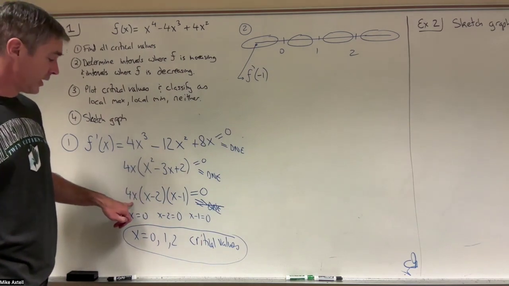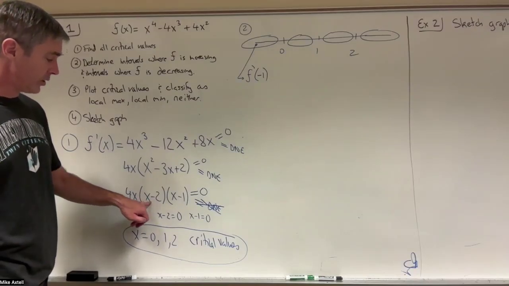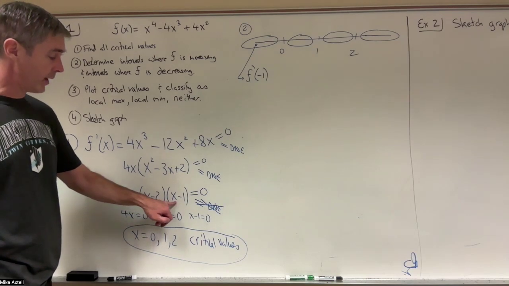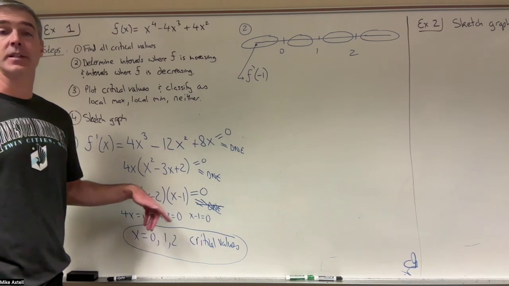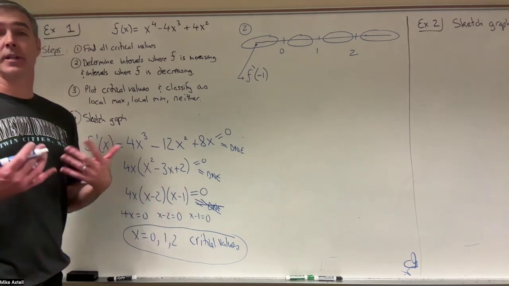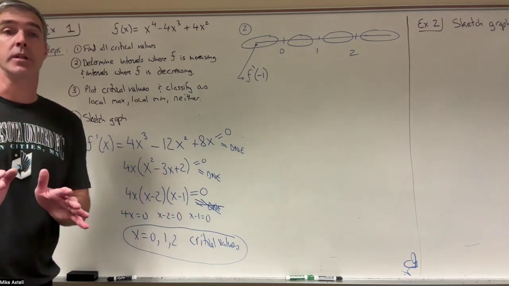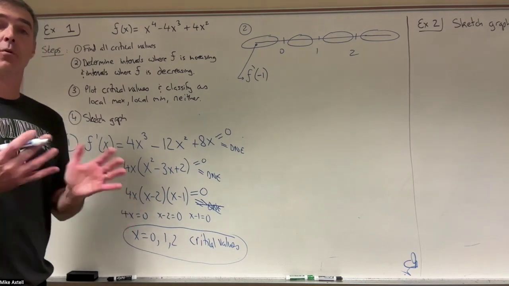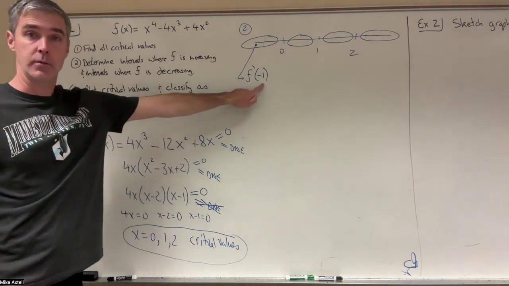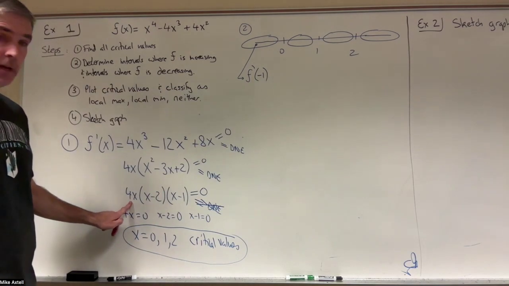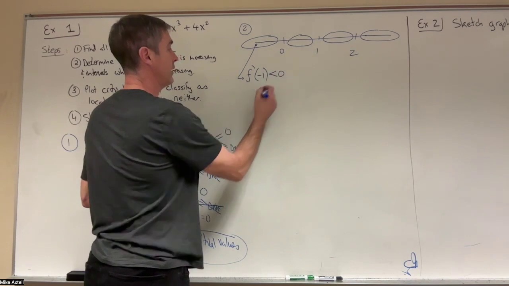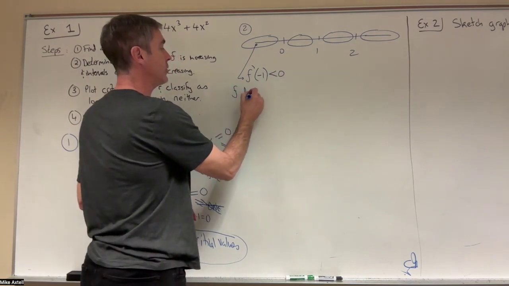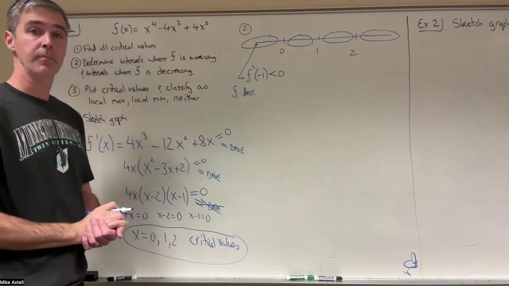If I plug in x equals -1, 4 times -1 would be negative, -1 minus 2 would be negative, and -1 minus 1 would be negative. So that's a negative times a negative times a negative. So that's 3 negatives, so it's a negative number. I don't care what the number is, just whether my derivative is positive or negative. So if I plug in x equals -1, I get a negative times a negative times a negative. So that's definitely negative. f is decreasing on this interval, okay?